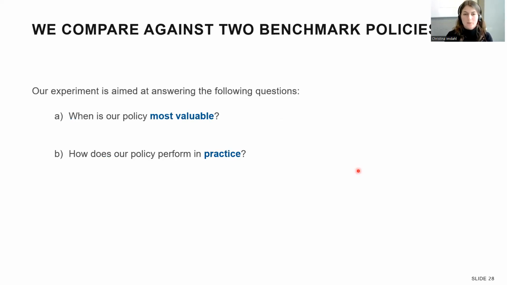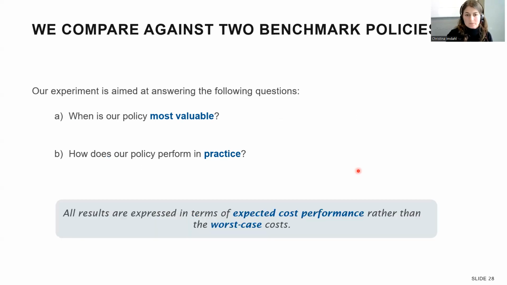So now in our experiment, we want to figure out when our policy is actually the most valuable, and how our policy performs in practice in comparison to those two benchmark policies. We look at all the costs in terms of expected cost performance. So we're not looking at the worst case cost performance, which you can argue is a bit unfair because the robust policy is obtained with respect to the worst case cost. But this is typically what companies are more interested in in practice. What is the expected cost performance of the policy?